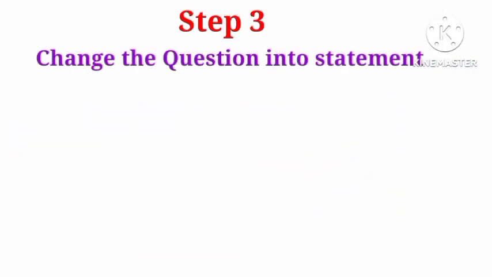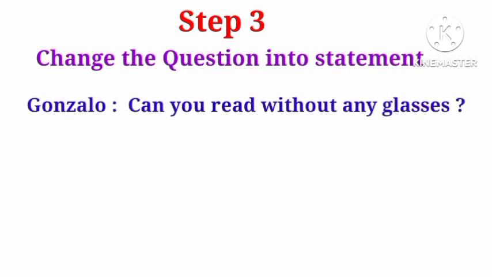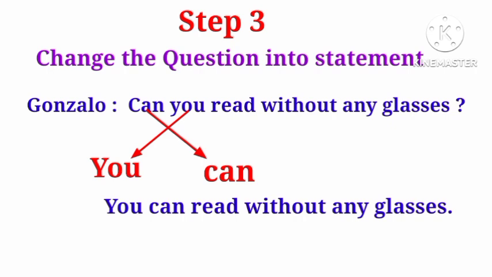The third step, change the questions into statements. This interrogative sentence can be changed into a statement by interchanging the positions of the first two words, that is verb and a subject. So finally you have to write, you can read without any glasses.